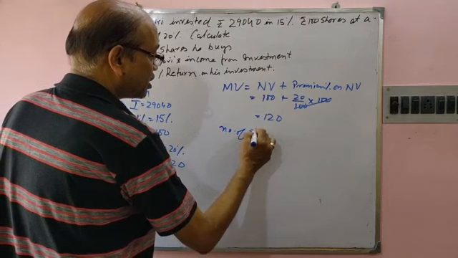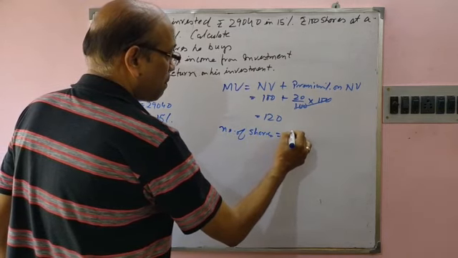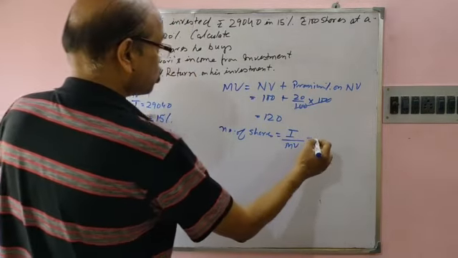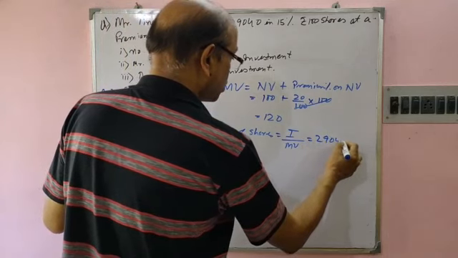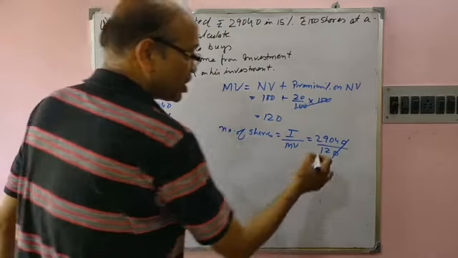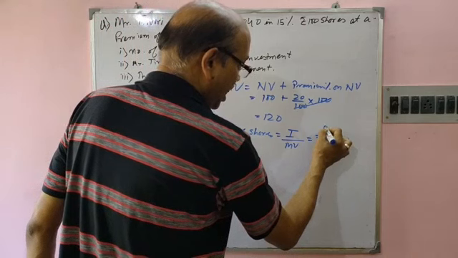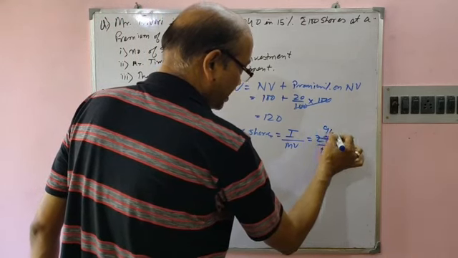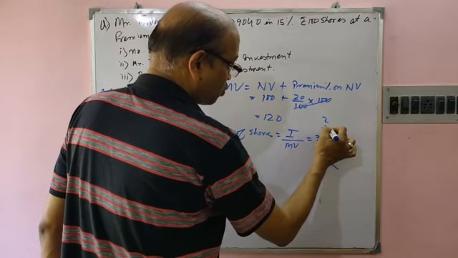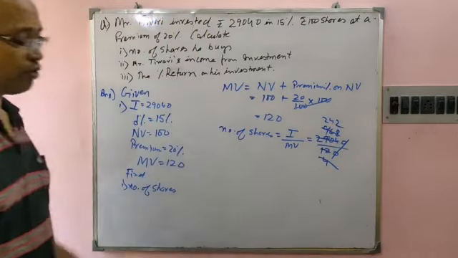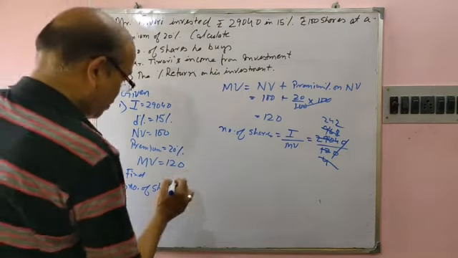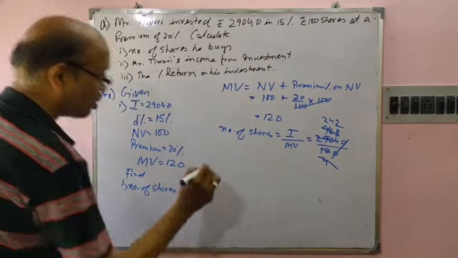Number of shares is equal to investment by market value of one share. So investment was 29040 by 120. Cut 3 4s, 3 9s are 27, 27 3 6s are 18, 3 8s are 24. Now 4 will go, 4 2s are 8, 4 2s are 8, 4 4s are 16, 242. Therefore the number of shares is 242.